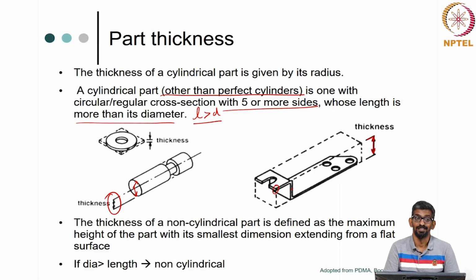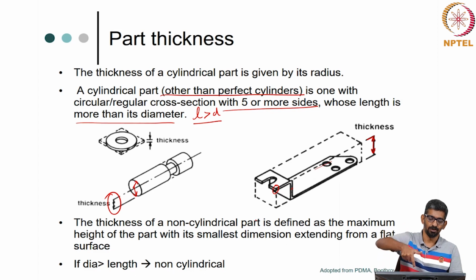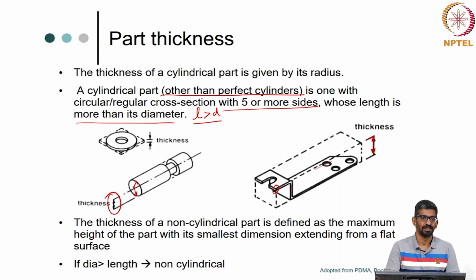Okay. It has to be a rectangular box when you gift wrap it. You cannot have a tapered one. You understand what I am saying, right? So, you can see here it is a perfect, okay. So, you have to be careful, but the other way of looking at this is you are going to project light on top of this. Then you look for the projection and the thickness is the height of that product, okay. So, that is what it says. The thickness of a non-cylindrical part is defined as the maximum height of the part with its smallest dimension extending from a flat surface.